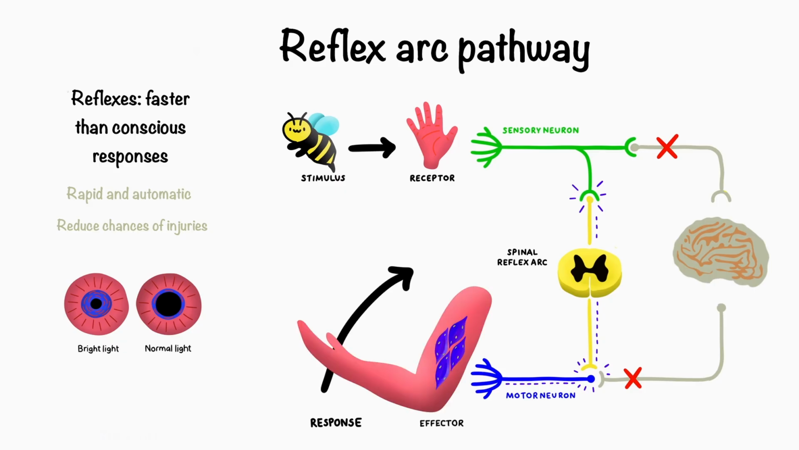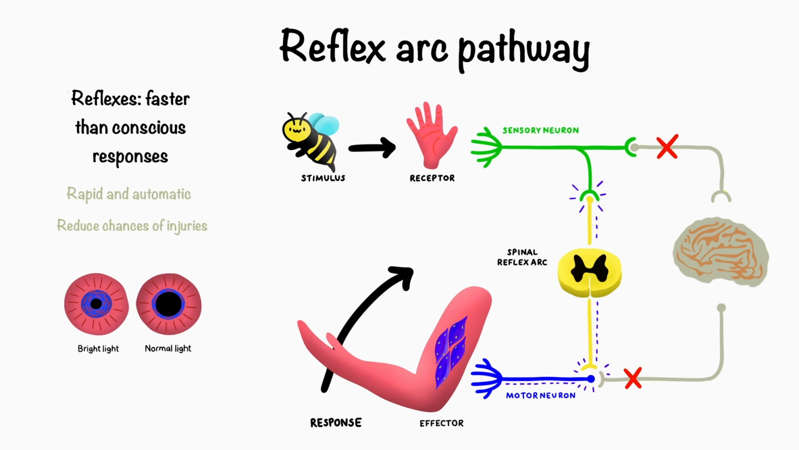The impulses then travel along the motor neuron to the effector, which is usually a muscle in this example. The muscle then contracts and moves your hand away from the bee. Because you don't have to think about this response, it happens very quickly, helping to minimize damage from harmful stimuli.